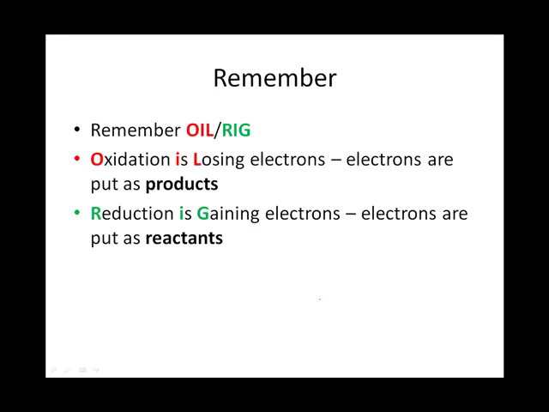Remember the little saying OIL RIG. Oil is losing electrons where electrons are put as products. Reduction is gaining electrons where the electrons are put as reactants.